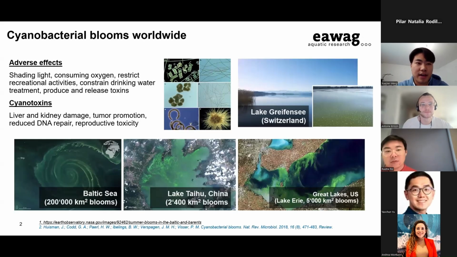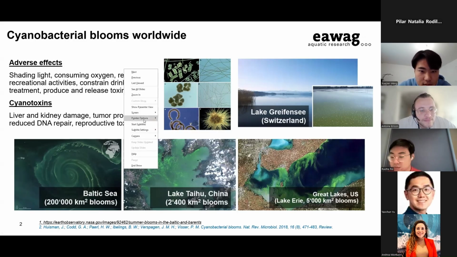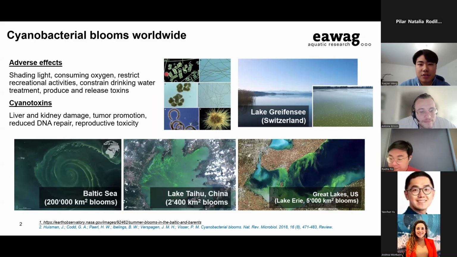First, I would like to give you some brief background information, as some of you might not know much about cyanobacteria. So, cyanobacteria are regarded as the first living cells on Earth. Yeah, there are many different shapes and colors of them, as you can see from the pictures. And under favorable environmental conditions, such as high nutrient levels and warm temperature, they can quickly reproduce and form blooms. Such blooms have happened globally, including in the Baltic Sea, in China, in the US, and also in Switzerland.